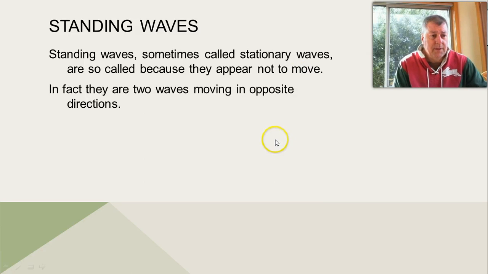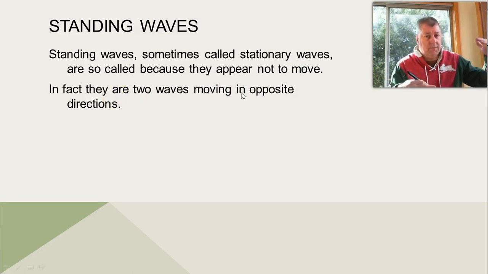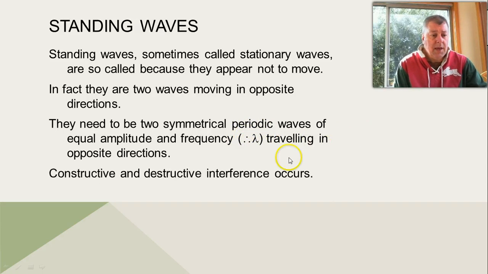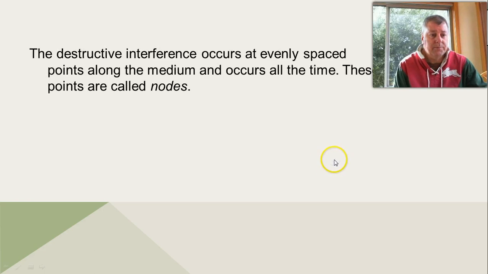In fact, they are two waves moving in opposite directions, so one moving one way, one moving the other way. They need to be symmetrical, periodic waves. That means they have to be pretty much identical with equal amplitude and frequency, therefore have the same wavelength but travelling in opposite directions. Okay? And what we get is constructive and destructive interference occurs, and it occurs in a regular pattern, and that's why we get a thing called a standing wave.